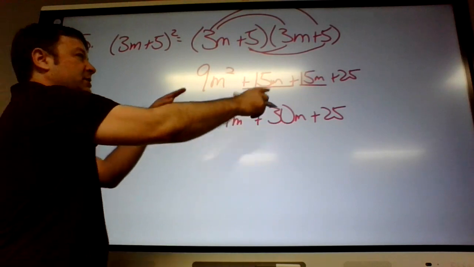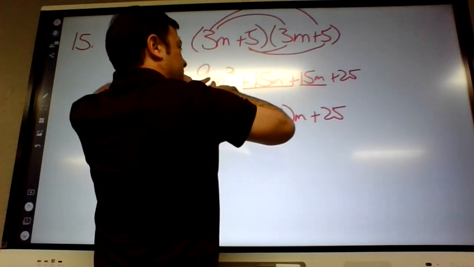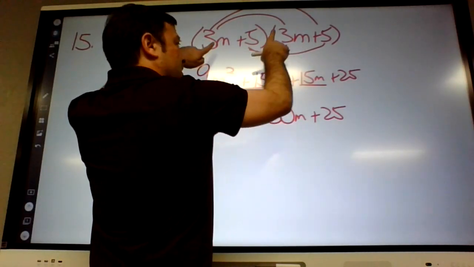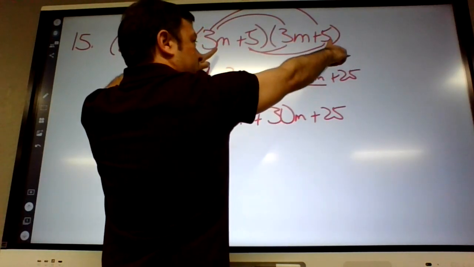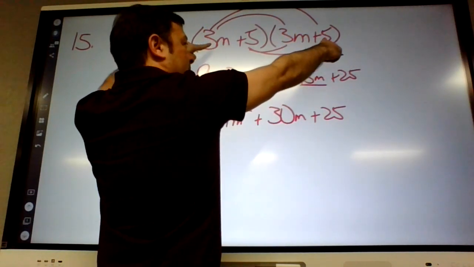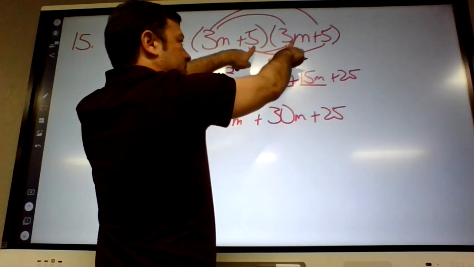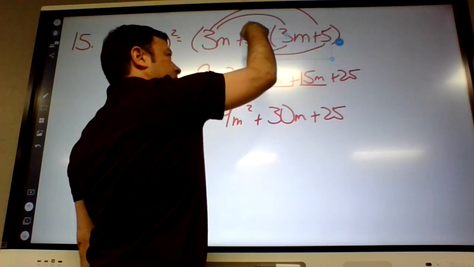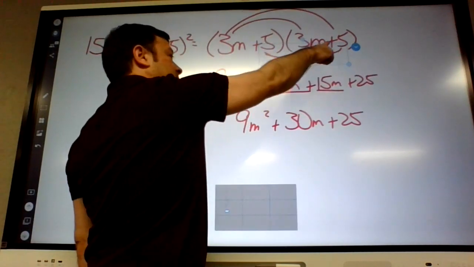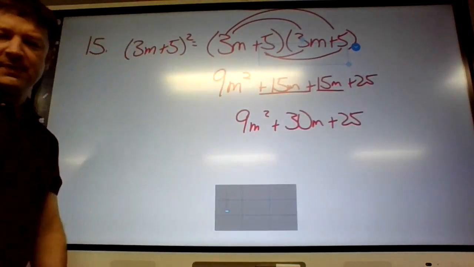Okay, F stands for first, the first two terms in the parentheses. O stands for outside, as in away from the middle, these two terms. I stands for inside, the two in the middle. And L stands for the last two in the parentheses, so 5 and 5. Okay, anyway.